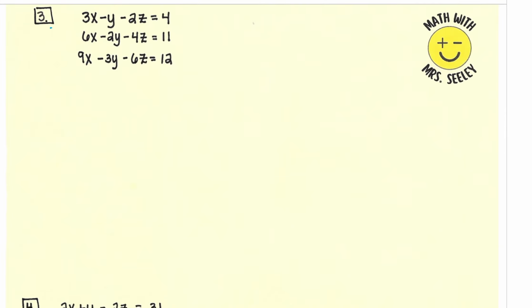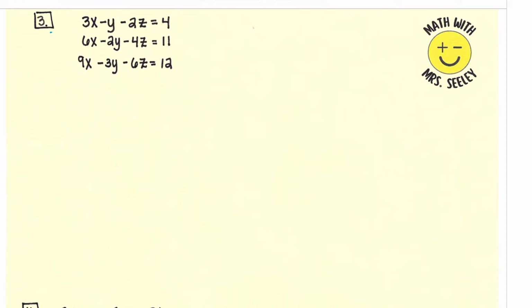Again, pause the video if you would like and try it on your own. Come back and check. So let's pick a variable to eliminate. I think I'll eliminate the y's and probably use the top 2. So I'm going to take the top 2 and eliminate y. So if this is a negative 2, this would need to be a positive 2.